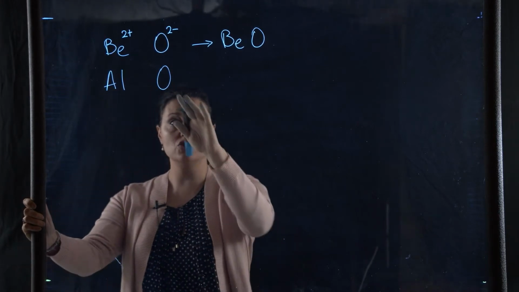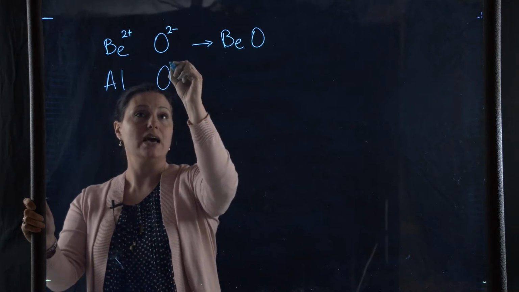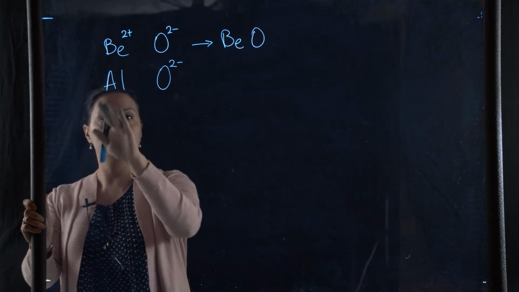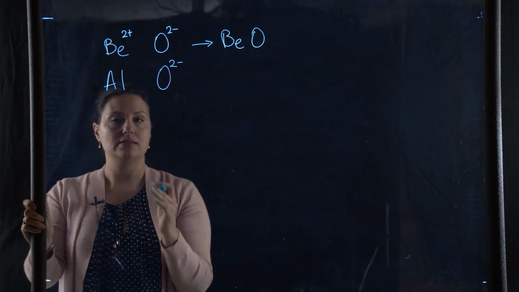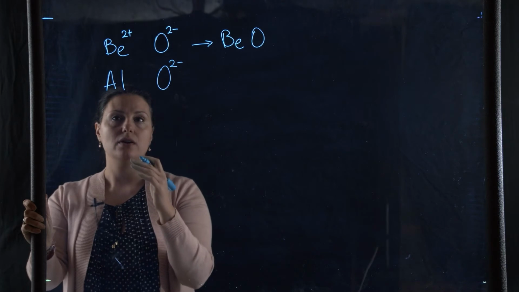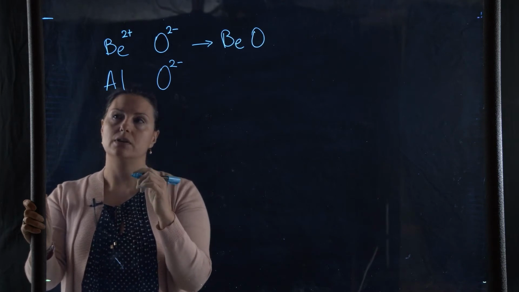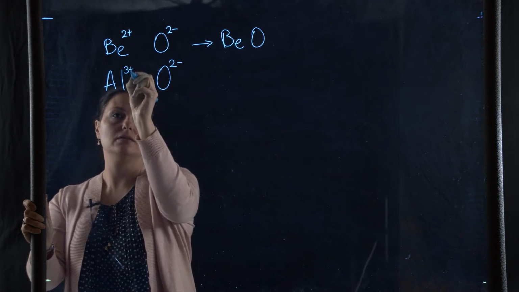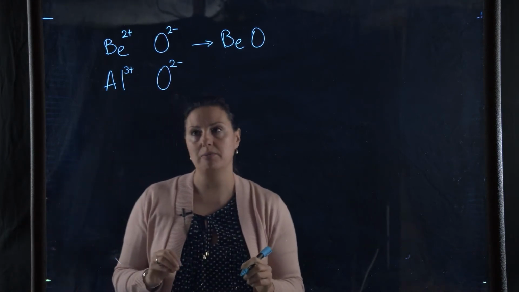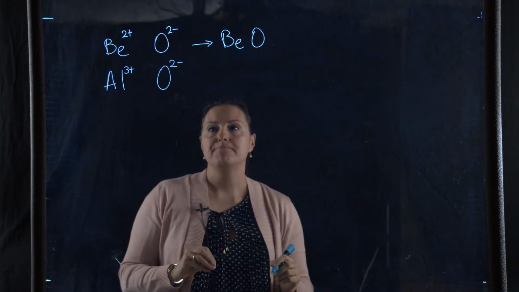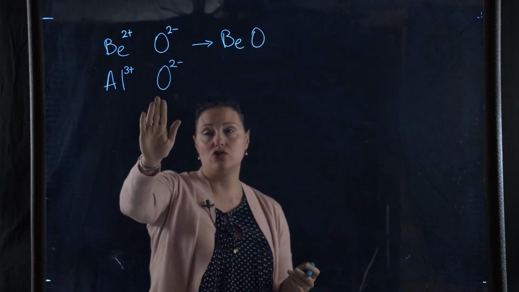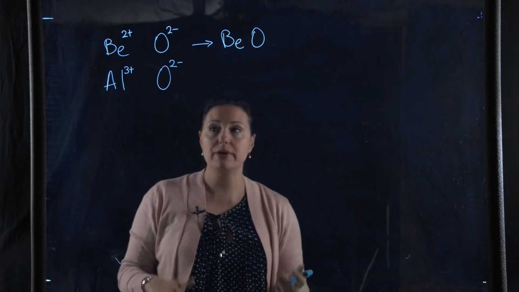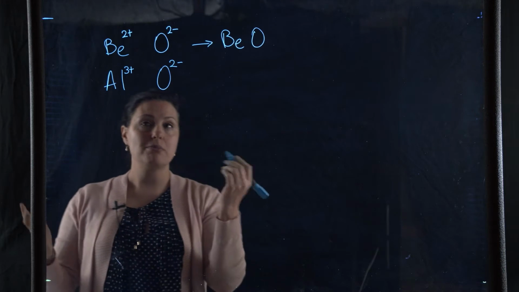And we said oxygen is a group 6, which means it has a 2- charge always. Aluminum is in group 3, so it will form a 3+. It's one of those that always forms a 3+. And now I don't have a match in charges, so I cannot just write AlO because they don't match. But remember what we talked about?